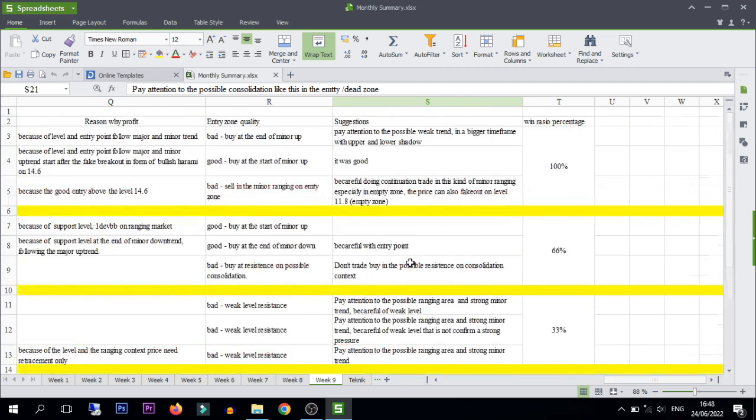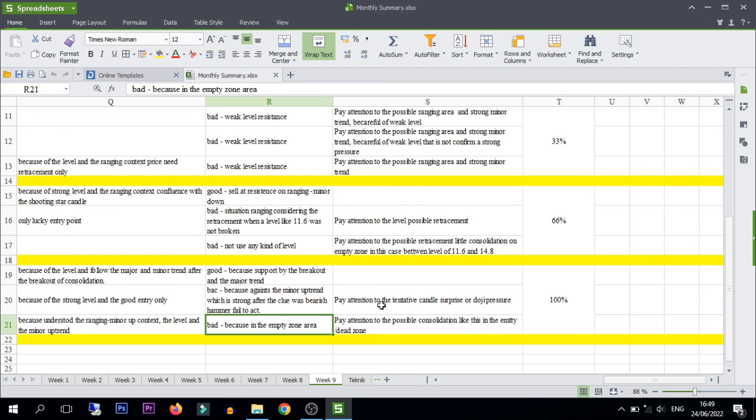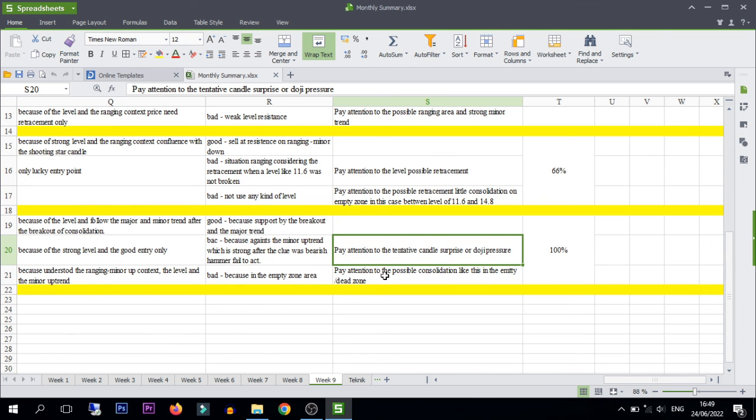And there is the suggestion. Okay, number 2 suggestion is pay attention to the tentative candle. Okay, if you see the uptrend is so strong, even there is no bearish candle, then be careful with this tentative candle, because we see the weak candle, but the price can move once again, making a big bullish candle, and then a reversal happens. Before, so many happened in that situation.